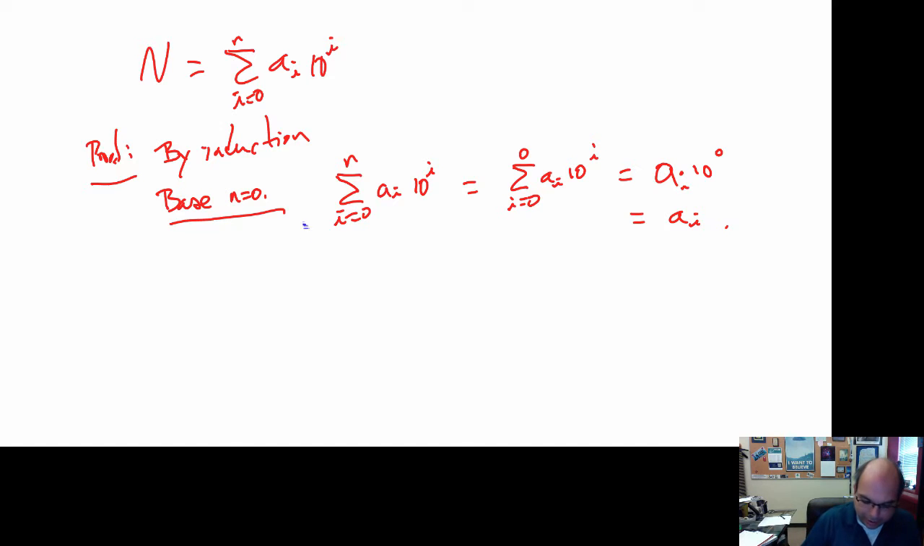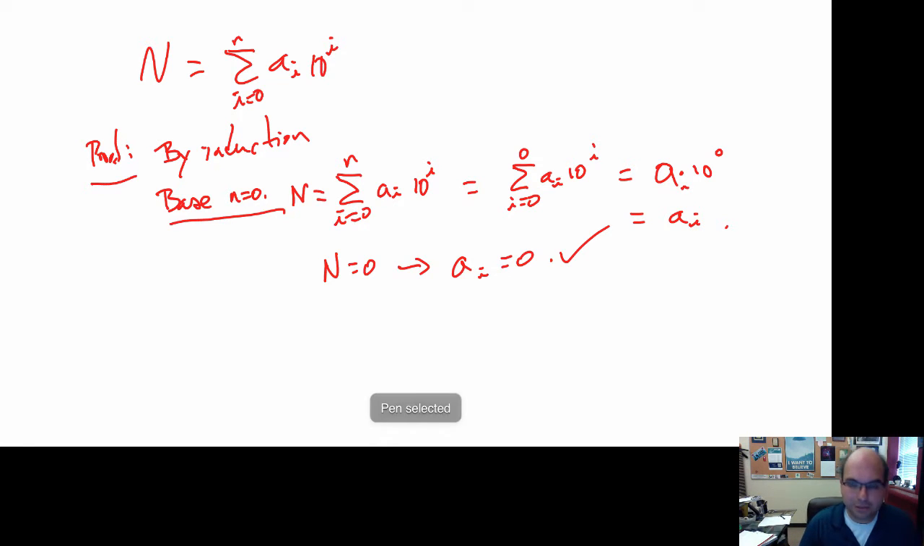Okay, so what we have is that since capital N is equal to this, n is equal to 0 must imply that a sub I is equal to 0, right, because the sum is actually a sub I. So yes, that's exactly what we wanted to show. Okay, so now let's do the induction step.